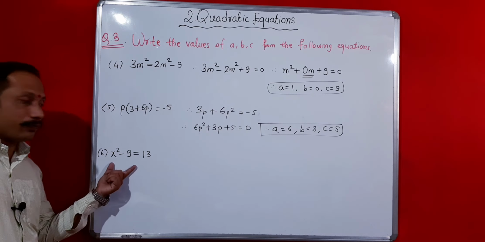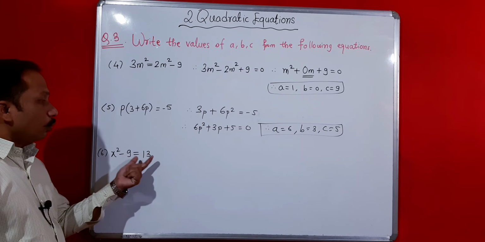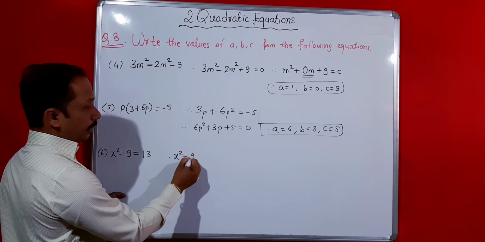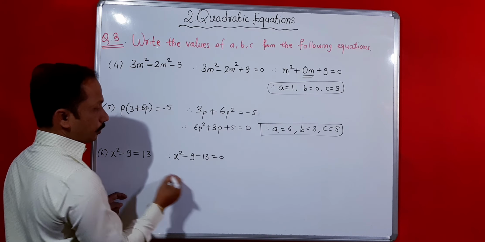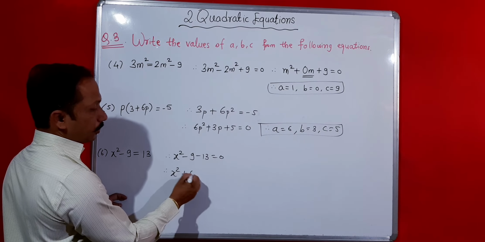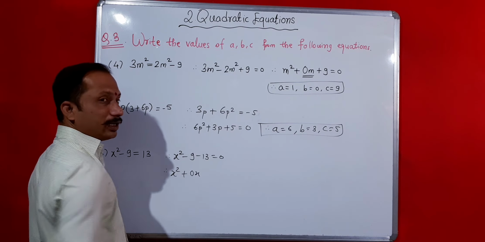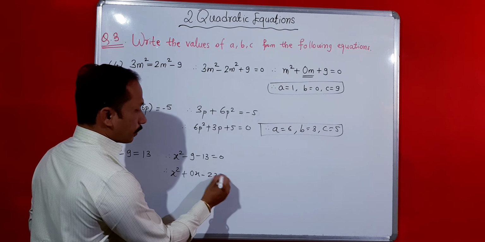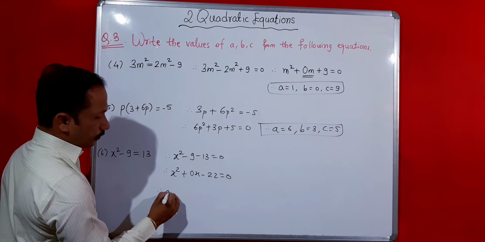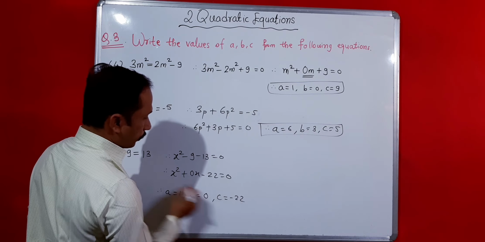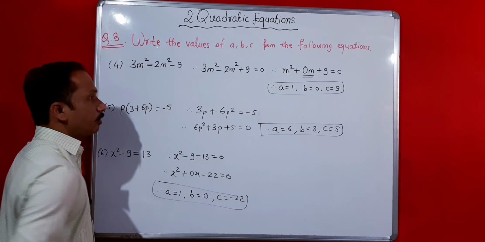This is the last equation and this is very easy. Only you have to take this value of 13 to the LHS. Therefore x square minus 9 minus 13 is equal to 0. Therefore x square plus 0x, if the x is not given, take 0x, minus 9 minus 13, it will be minus 22 is equal to 0. Therefore a is equal to 1, b is equal to 0, c is equal to minus 22. So in this way you have to solve this equation.